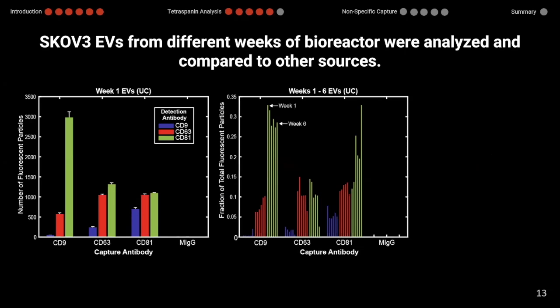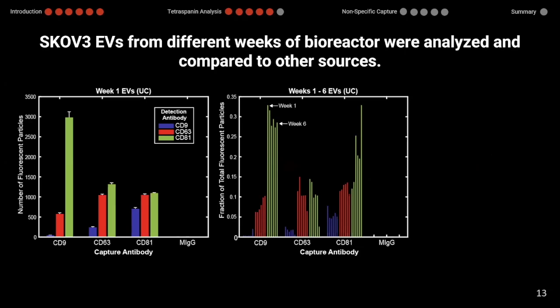And in fact, we did see that this tetraspanin expression profile did seem to stay the same. We always got this relatively low detection by CD9 and a high detection by CD81, which was really exciting. So with this, we had confirmed that we are seeing these subpopulations that other labs have seen from different biofluid sources on their own EVs, which was great.